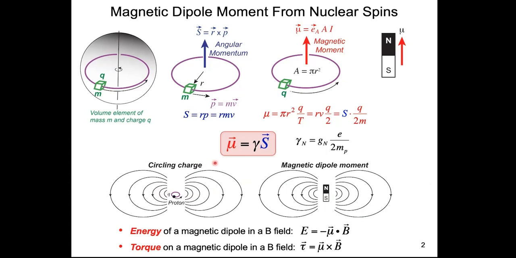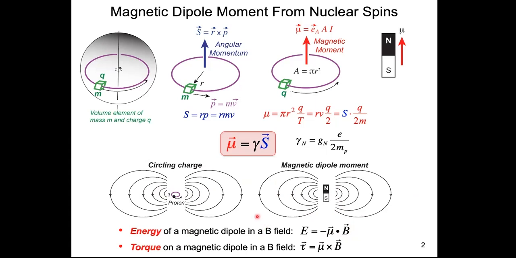Now, perhaps more important than the details of these magnetic field distributions is the idea of what is the energy of the magnetic dipole moment in the magnetic B field? That energy is given by the equation E equals minus mu, the magnetic dipole moment, scalar product with the magnetic field. So that's one equation that we need to know and use.